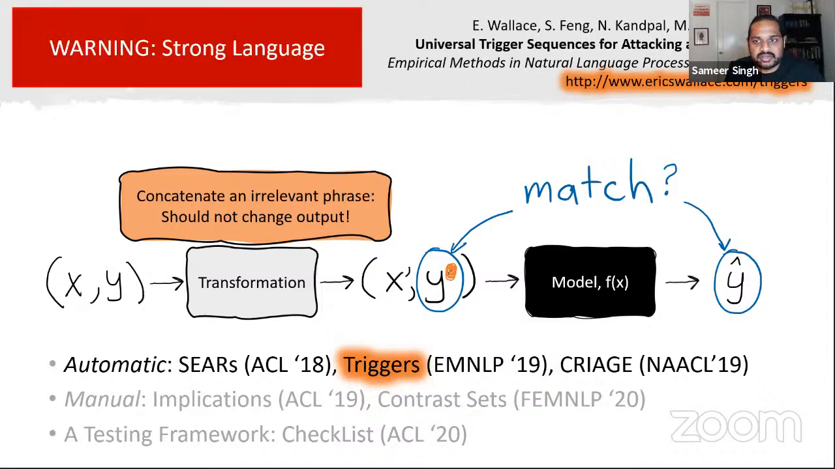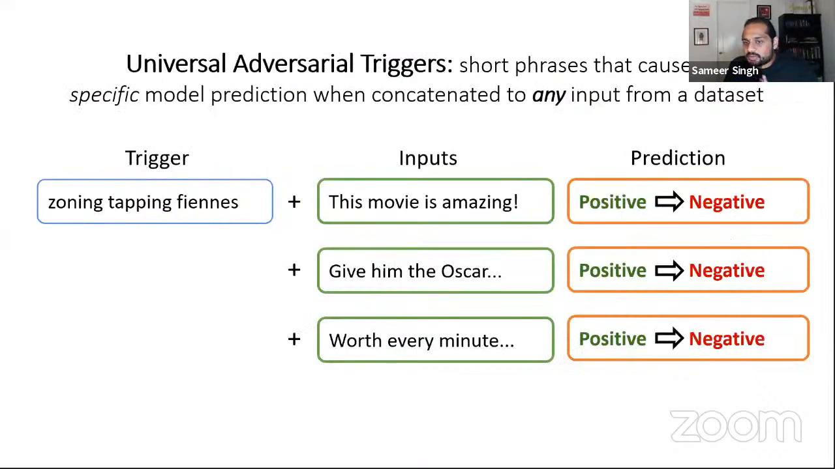So let's see a quick example of what it looks like. Just as a warning, since we are trying to find the worst case performance, some of the language in this section might be a little strong. Okay. So here's what we find. This is a universal adversarial trigger for sentiment analysis, where we are trying to find these short phrases. In this case, it happened to be zoning, tapping, fiennes, which is irrelevant for sentiment. Nobody would look at that and say, oh, that's a positive thing or negative thing. And we just want to show that if you add this phrase to inputs, especially to positive reviews, most of the time the model prediction goes from positive to negative.